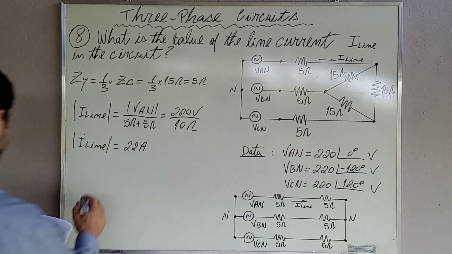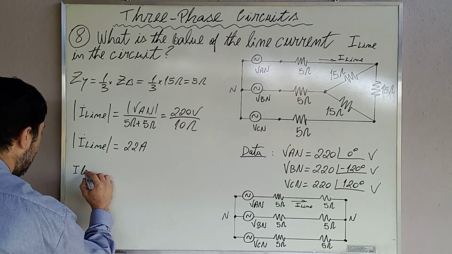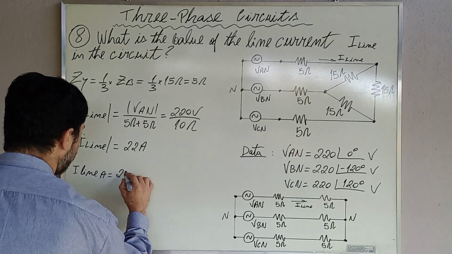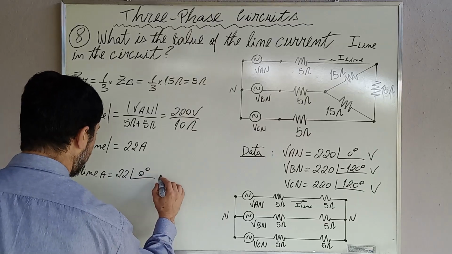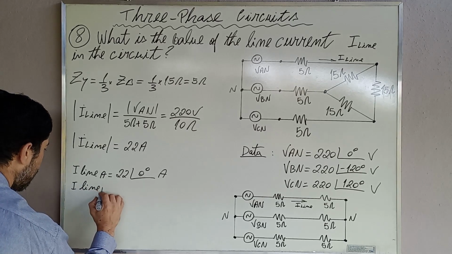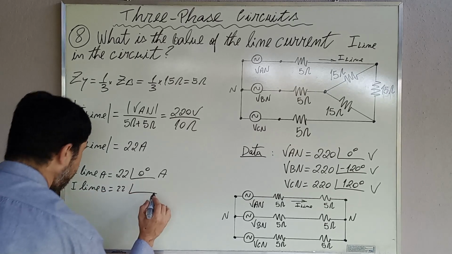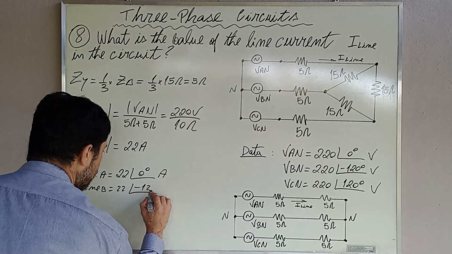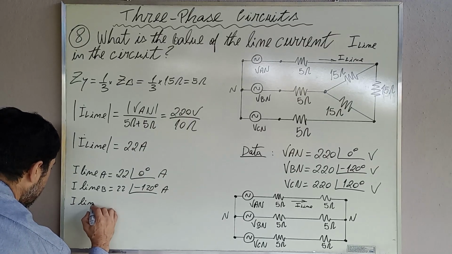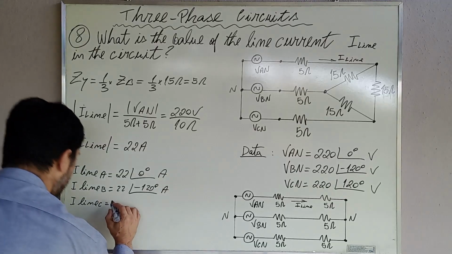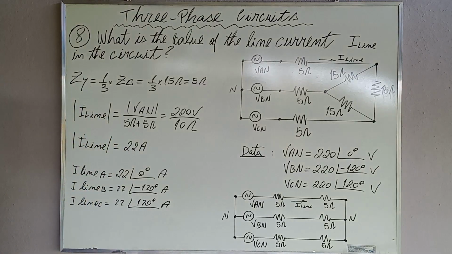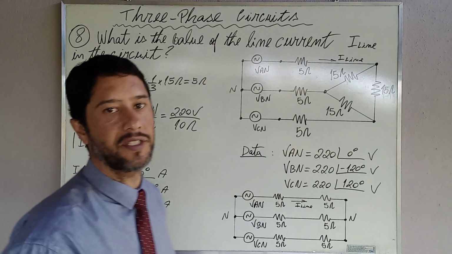Thus, I line A is equal to 22 phase 0 degrees amps. I line B is equal to 22 phase negative 120 degrees amps, and I line C is equal to 22 phase 120 degrees amps. And this is all for the solution of exercise number 8.